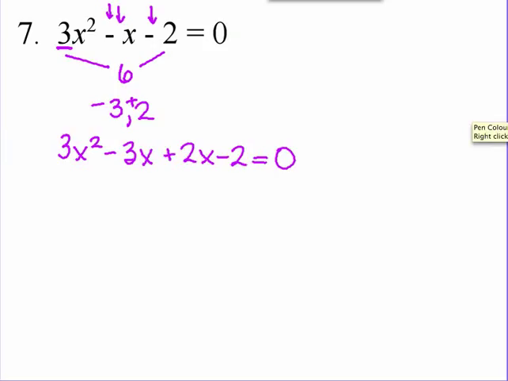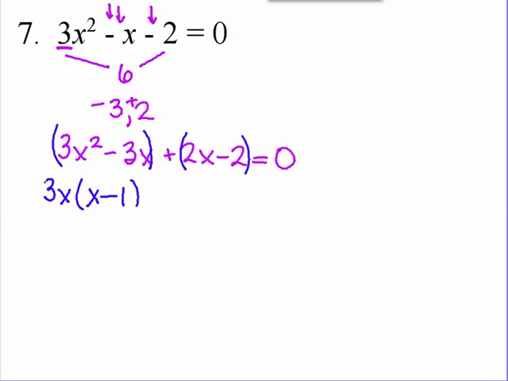Whenever you have that first number that's not a 1, this is the longer one. What do you do now? You take out the 3x. What I need to do here is remember I need to group. I group them into 2s. What do you take out from the first bunch? The 3x, and that leaves me with x minus 1.